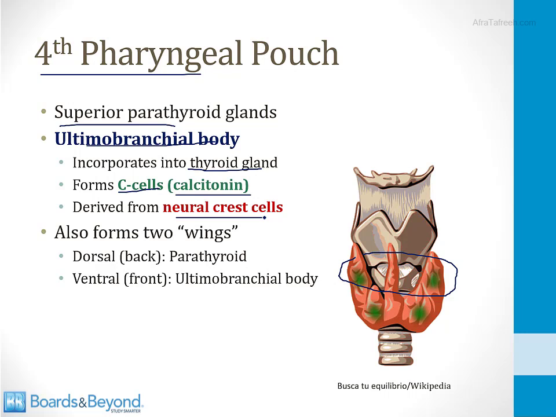Not everyone is in agreement about this, but I point this out because different sources will say different things. I've written it on the screen here as it is classically taught that the C cells come from neural crest cells. Some sources will say they come from the endoderm. And then just like the third pharyngeal pouch, the fourth pouch also forms 2 wings. The dorsal or back wing forms the parathyroid glands, and the ventral or front wing forms the ultimobronchial body.